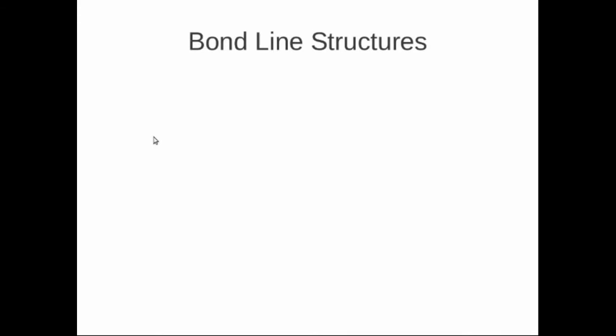And welcome to the Organic Chemistry Bond Line Structures tutorial. Bond line structures are a faster way to draw organic compounds. You see, carbon is the most popular atom in organic chemistry, and bond line structures save us time by not having us draw the carbon atoms at all, or the hydrogens that are bonded to the carbon atoms.